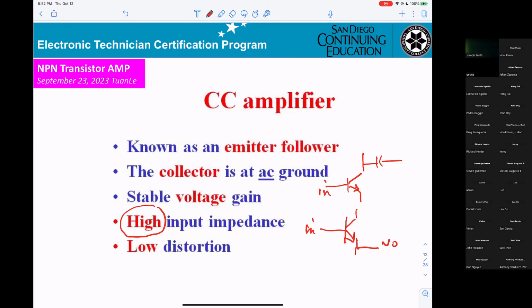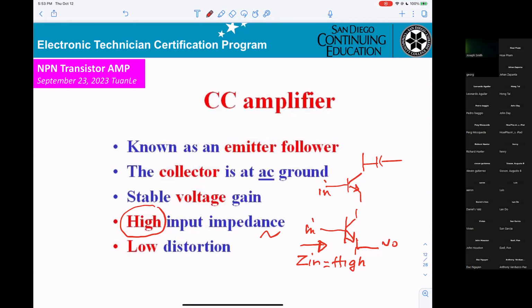Okay. However, the benefit for the common collector is the high input impedance. If you're looking into the amplifier, you get R in. R in means input resistance, and it will be high. That's only telling you, when you connect anything into the common collector, you don't want the signal to be lost. That's why you want the input impedance to be high. If the input impedance is low, it will be pulling down the signal coming in. Okay.